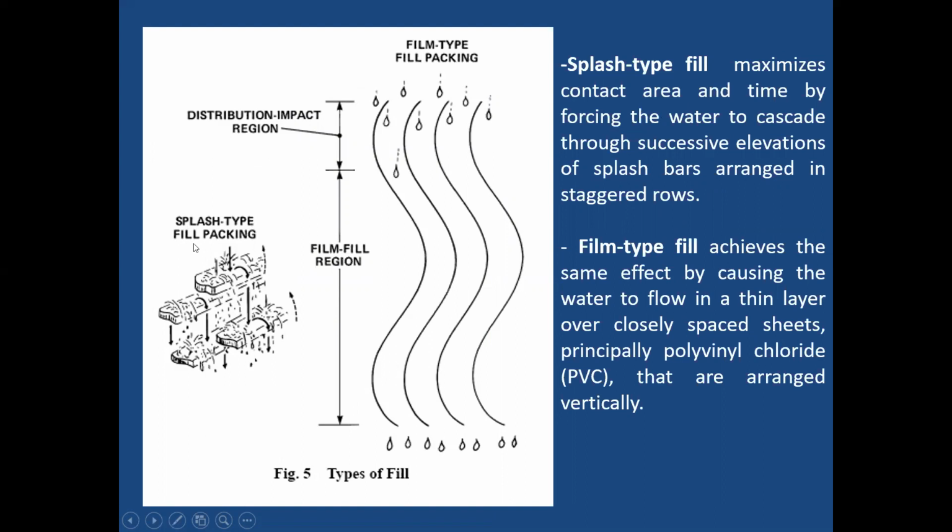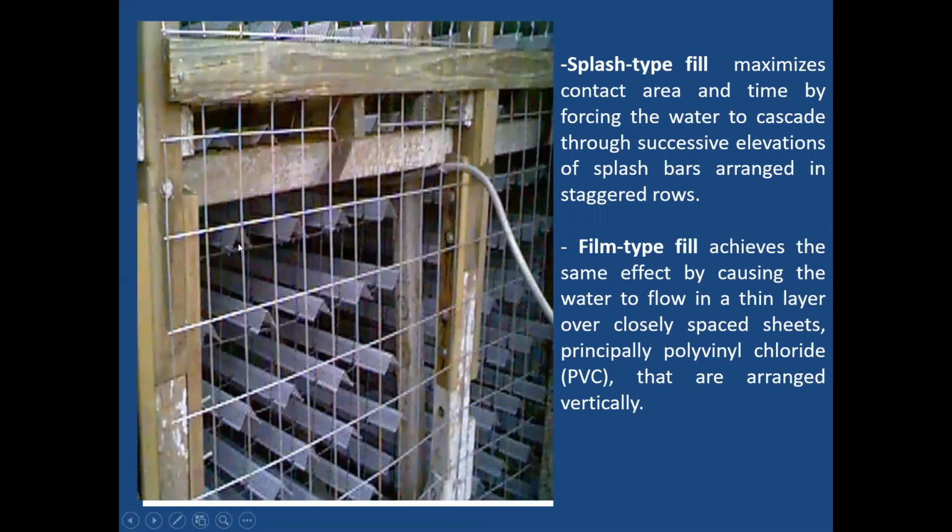arranged in staggered rows. Such staggered rows are provided, and the water is splashed over these staggered splash bars, and the time of contact also increases, and the main water flow is converted into small droplets of water. Then it comes in contact with the air. So obviously better cooling happens.